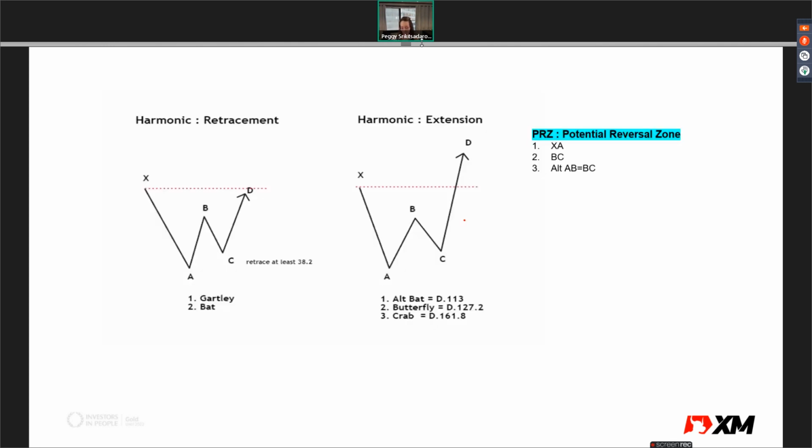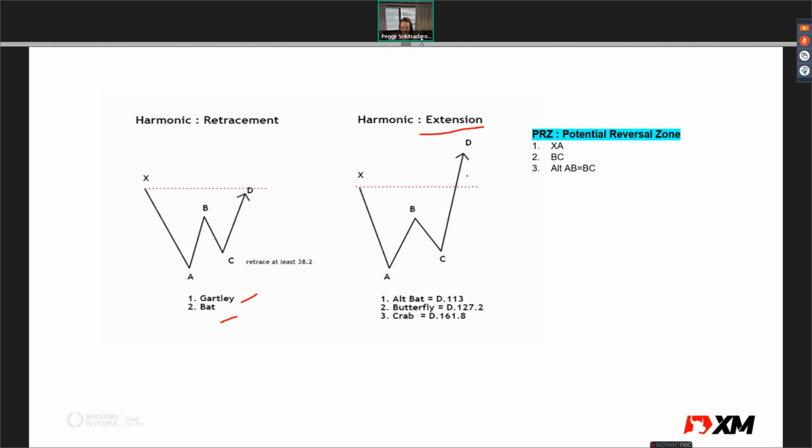Now, to make it easy to remember, harmonic patterns come in two types. One is harmonic retracement, which means that D, the ending point, does not go above the X point, here. The other is the harmonic extension pattern, where D will go above the X level. So for the harmonic retracement patterns, there will be Gartley and Bat.